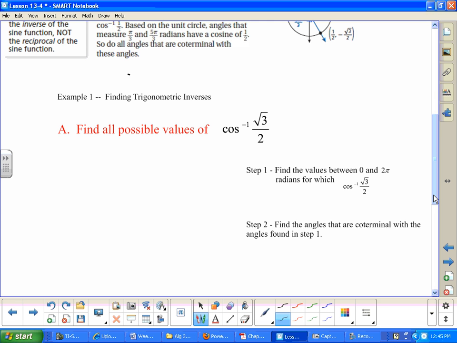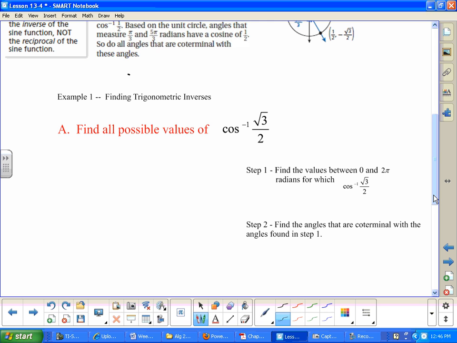Then after we find the cases that are between 0 and 2 pi, we're going to find all the angles that are coterminal with those angles. And if you remember, coterminal angles are ones that either differ by 360 degrees or differ by 2 pi. In all of them we're going to be working with, unless it says otherwise, our answers are always going to be in radians. Unless it specifically tells you to find answers in degrees, you're using radians.